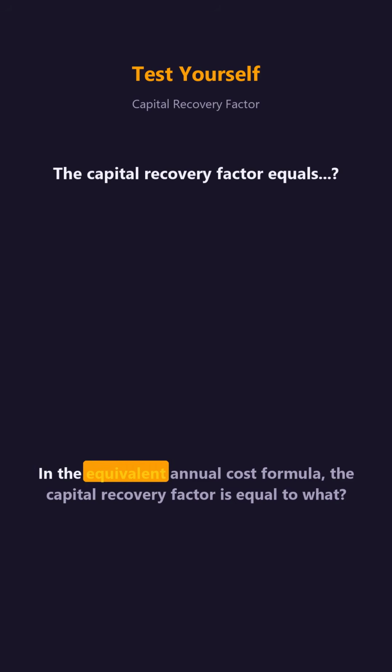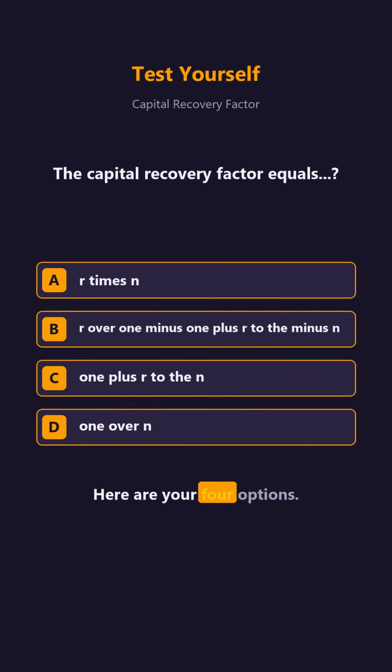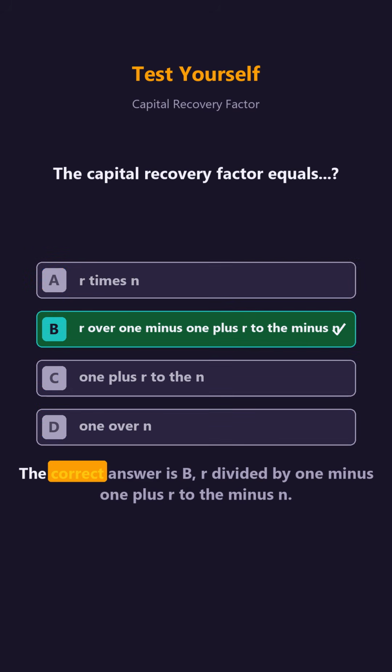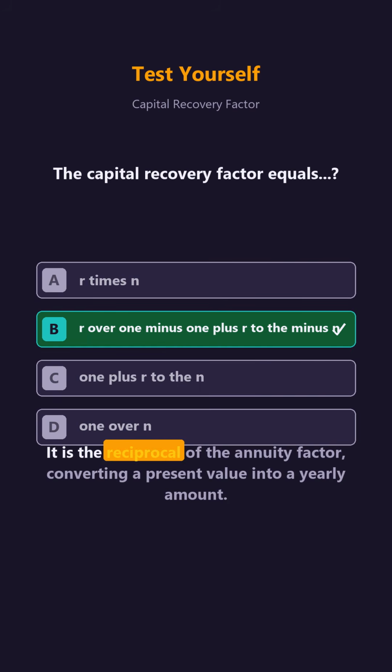Quick quiz, test yourself. In the equivalent annual cost formula, the capital recovery factor is equal to what? Here are your 4 options. Pause the video and solve it now. The correct answer is B, R divided by 1 minus 1 plus R to the minus n. It is the reciprocal of the annuity factor, converting a present value into a yearly amount.